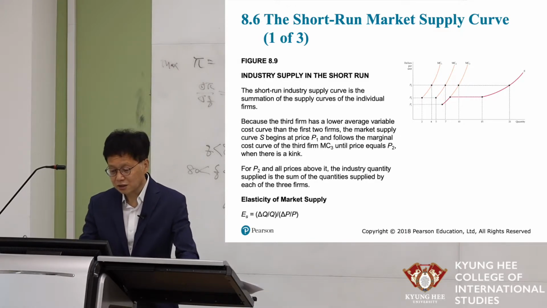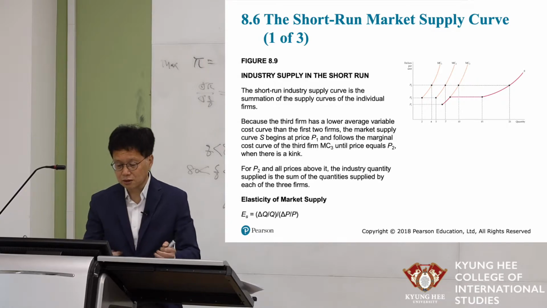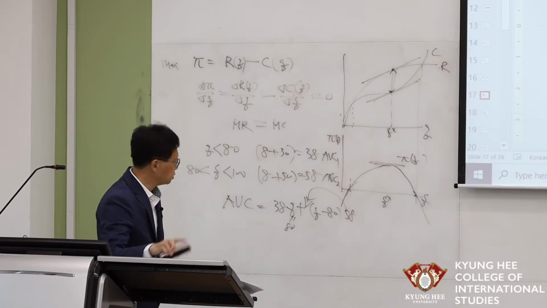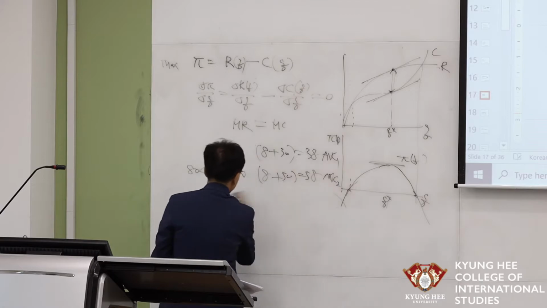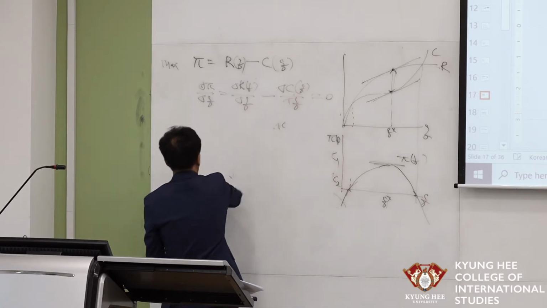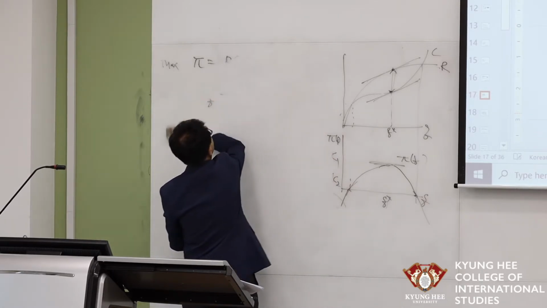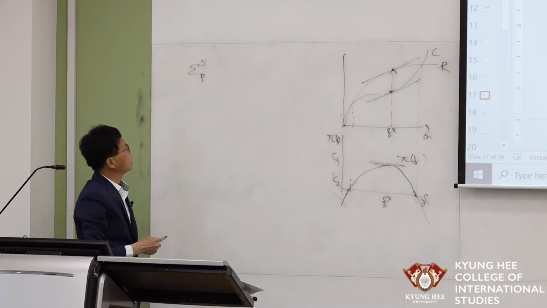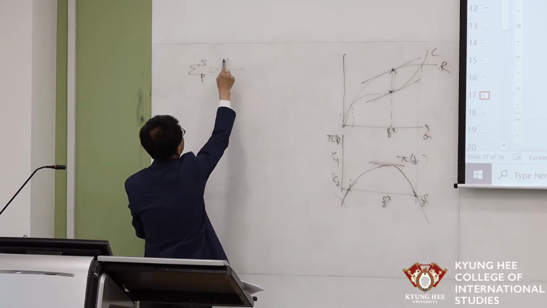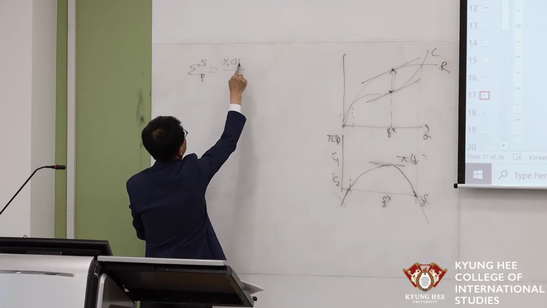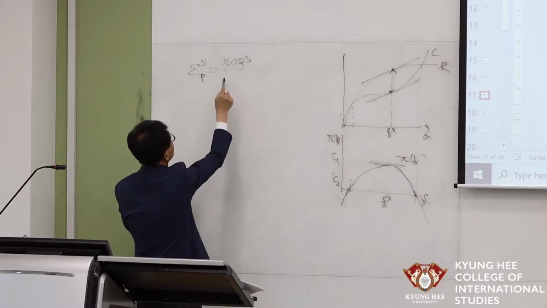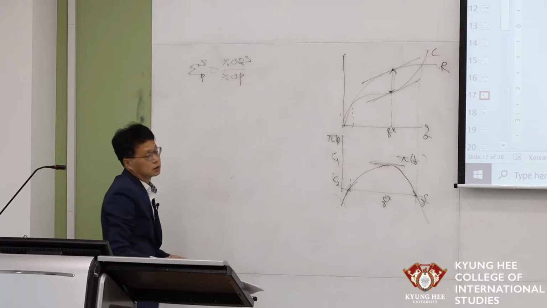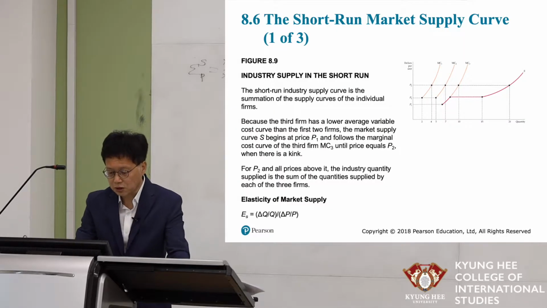Now, the price elasticity of market supply. We already touched on this. The price elasticity of market supply is simply the percentage change in market supply, large S, divided by the percentage change in price. That is the definition of the price elasticity of market supply.